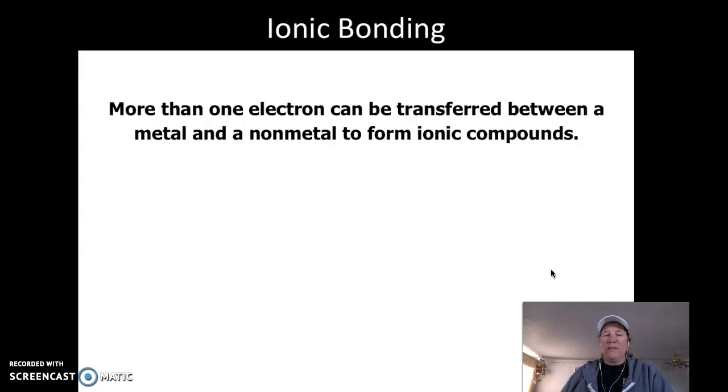Then we're talking about covalent bonding. We'll talk about that later. So when you're talking about ionic bonding, it's going to be 1, 2, or 3 electrons given up by somebody, and they're transferred over to a nonmetal that takes in 1, 2, or 3.